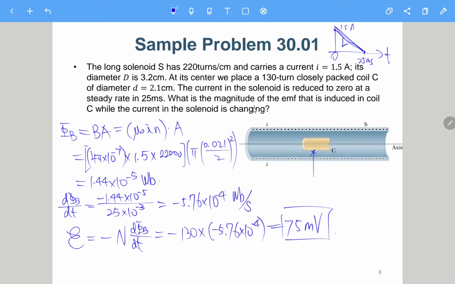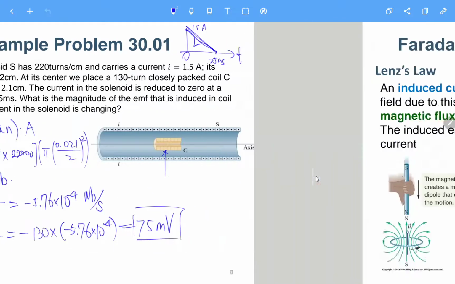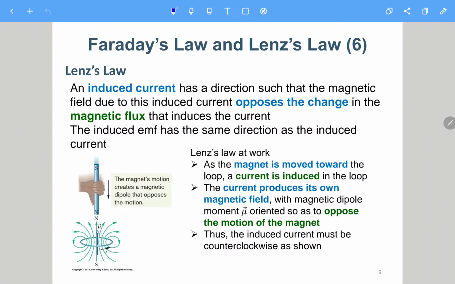It does not ask you to determine the direction yet, so we will talk about it for Lenz's law. Before we move on, let's have a 10 minute break first.